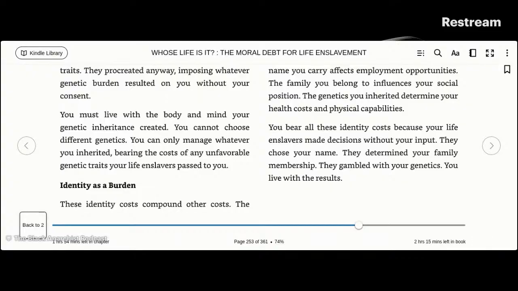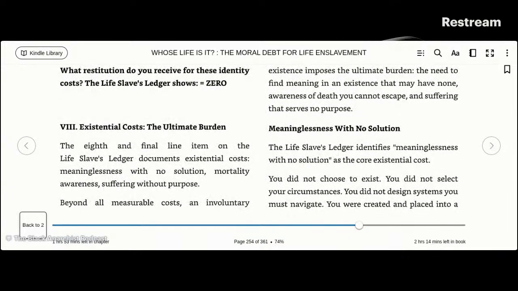You bear all these identity costs because your life enslavers made decisions without your input. They chose your name. They determined your family membership. They gambled with your genetics. You live with the result. What restitution do you receive for these identity costs? The life slave ledger shows zero.